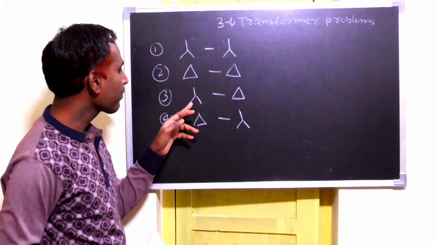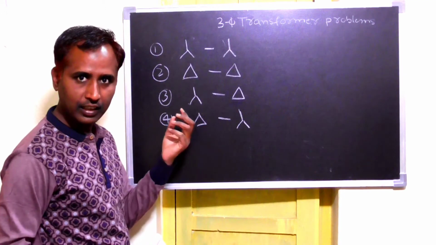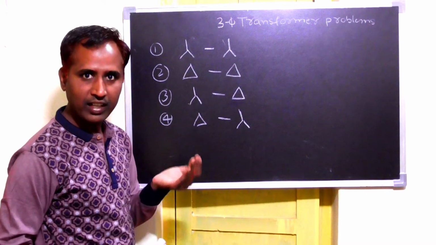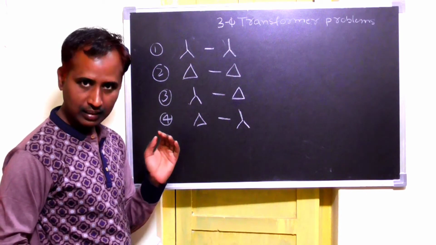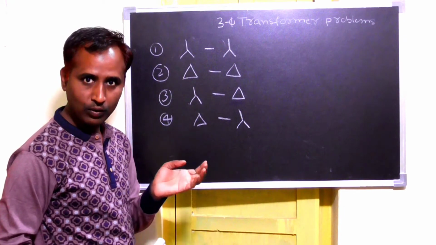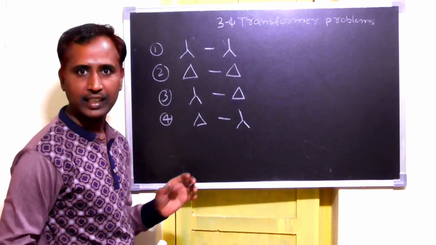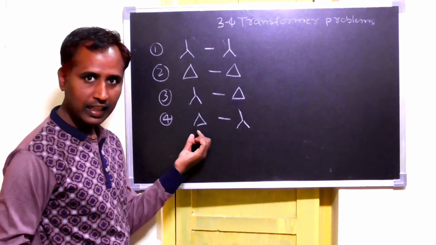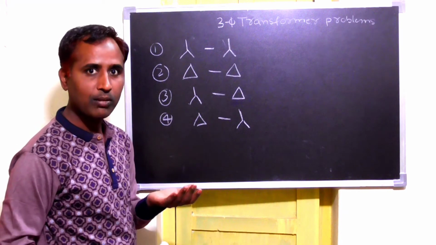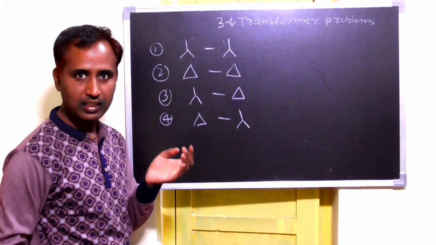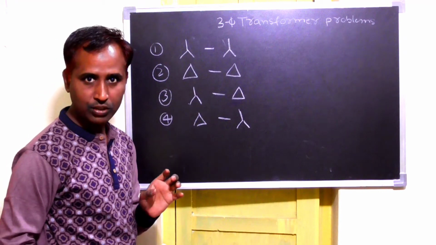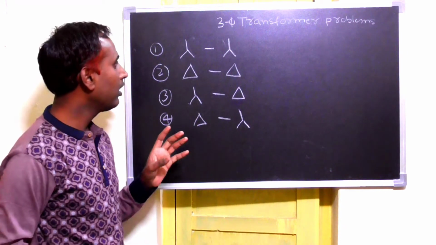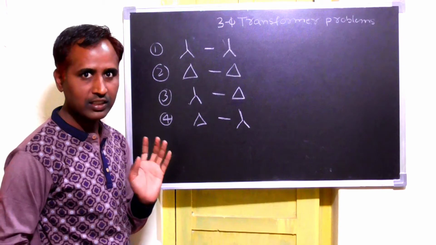Third, when the three-phase transformer is connected star on the primary side and delta on the secondary side, how do we find the primary line current, phase current, line voltage, phase voltage, and the same on the secondary side? Fourth, if the transformer is connected delta-star, what are the formulas to find the line voltage, line current, transformation ratio, and turns ratio? In this topic we will study how to solve problems on three-phase transformers.